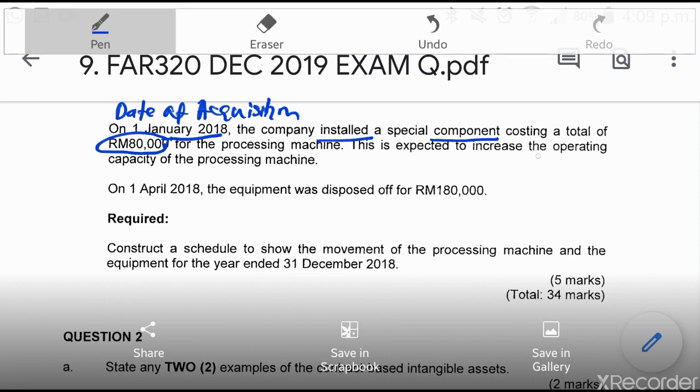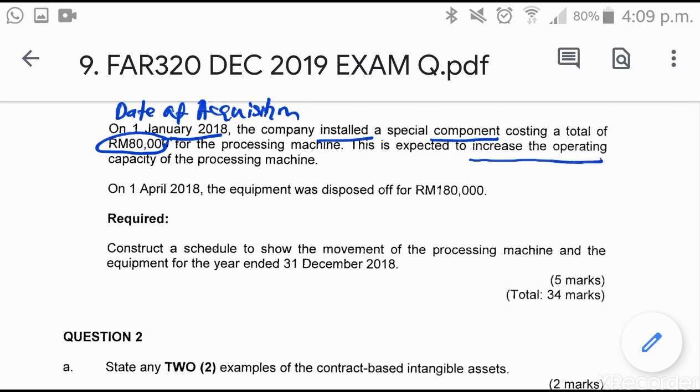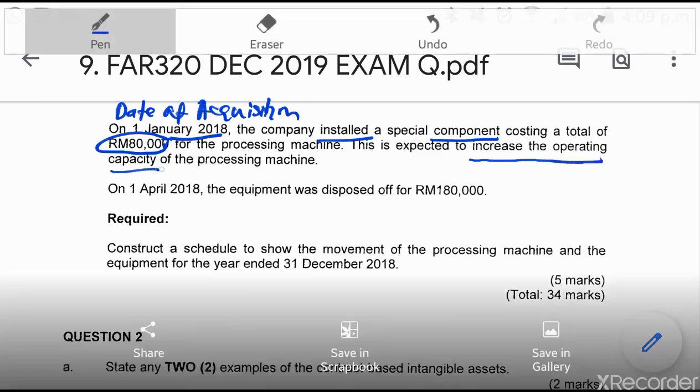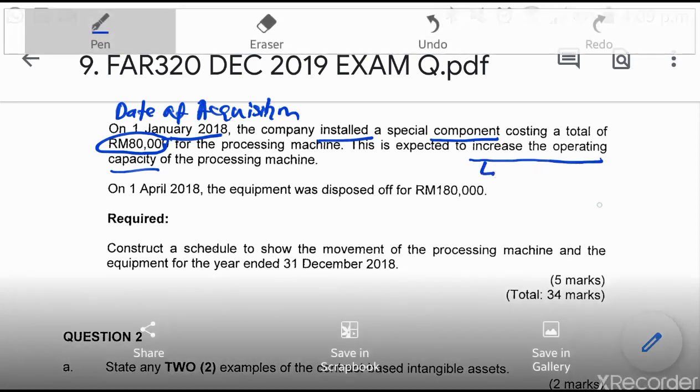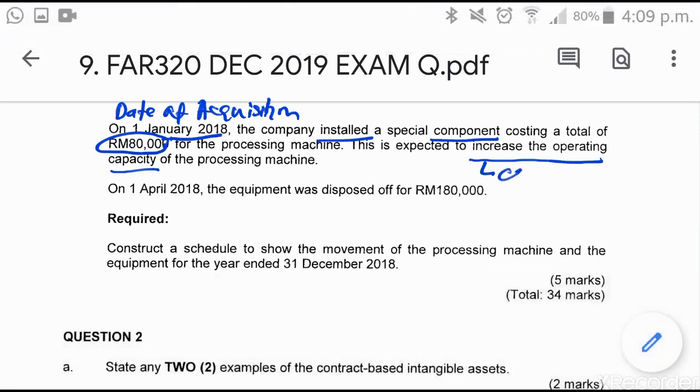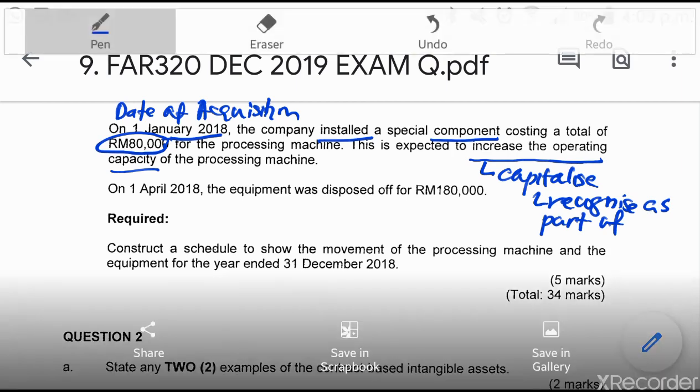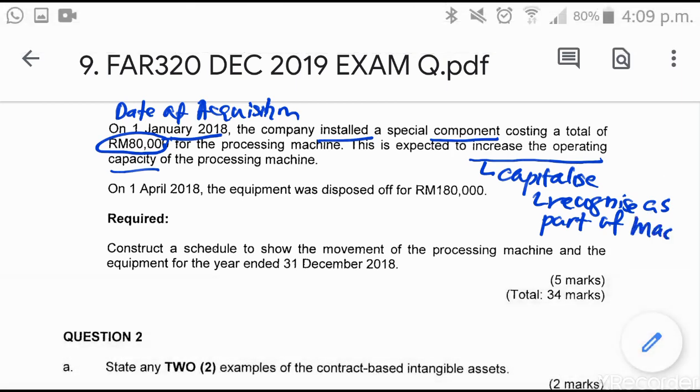And the machine was expected to increase the operating capacity. So if you notice, this has actually enhanced the future economic benefits beyond its existing performance, where the capacity is being increased, and therefore this will need to be capitalized. Capitalized means you're going to recognize this as part of the machine. So it has to be added.